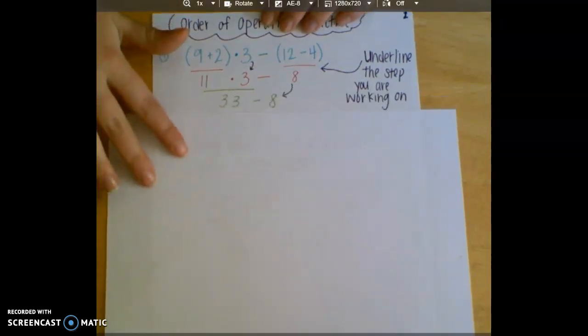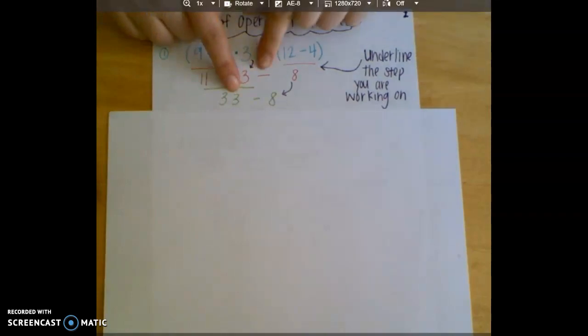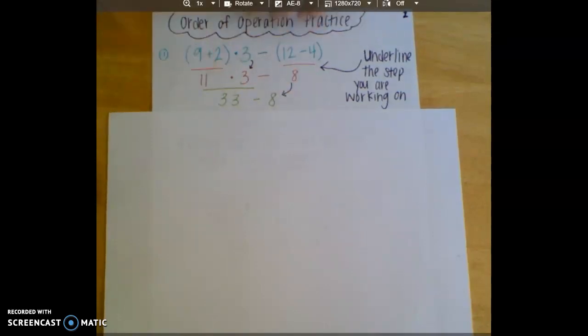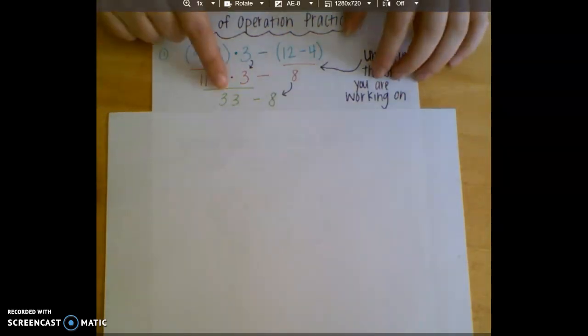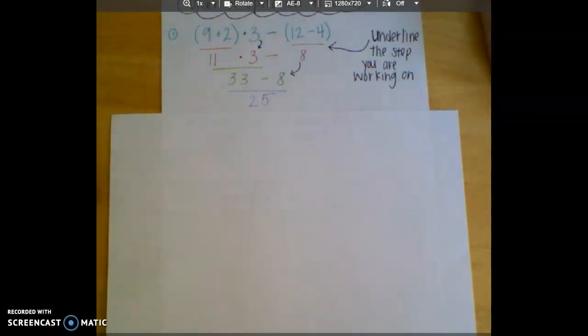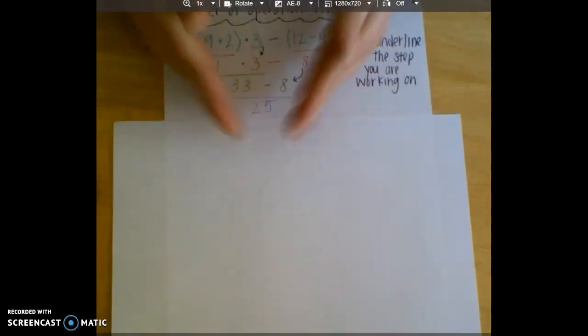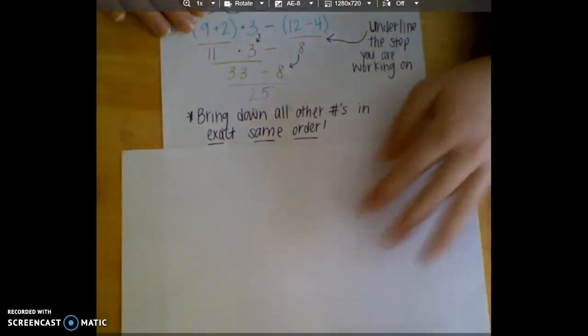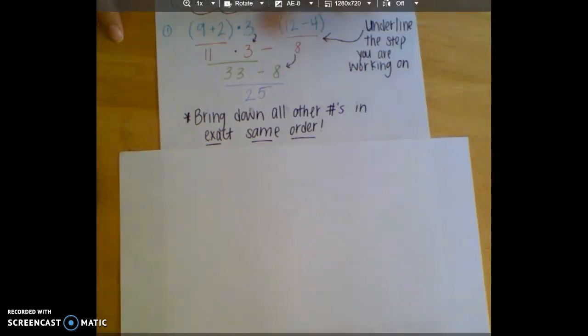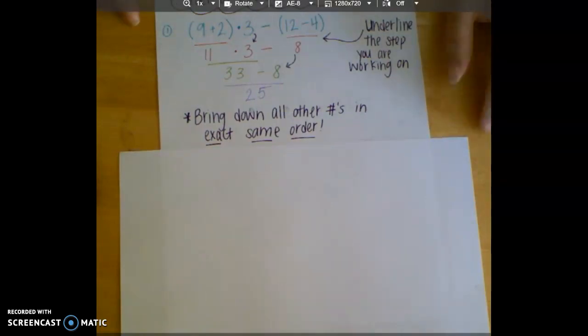So we go 11 times 3 is 33. I didn't touch this minus, so I just bring it straight down. And I didn't touch this 8, so I bring it straight down. Now I have that last level, that subtract and add. I have 33 minus 8 to get me my answer of 25. So it's really important, if you see it kind of makes a triangle, it should be getting smaller as you are doing. Here's the big thing you need to remember. Bring down all other numbers in exact same order. I can't move my 3 over here. I have to bring it down in the same position that it is.